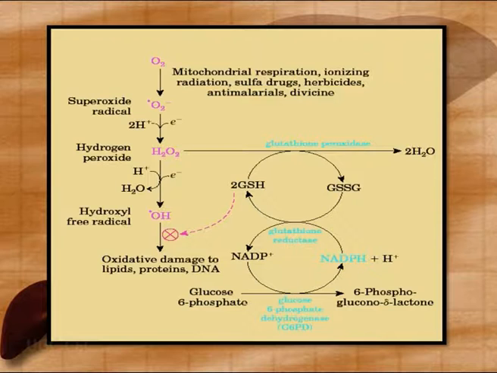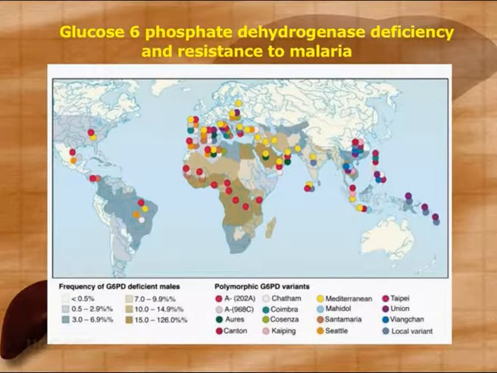Now in some individuals, the enzyme which is responsible for producing NADPH, that is the first reaction of the pentose phosphate pathway, glucose 6-phosphate dehydrogenase, is absent. Those individuals are prone to develop more reactive oxygen species in their cells. Now a very interesting observation has been seen in some parts of the Middle East and Africa where malaria is very prevalent. In those areas, 25% of the population is glucose 6-phosphate dehydrogenase deficient and at the same time they are resistant to malaria.